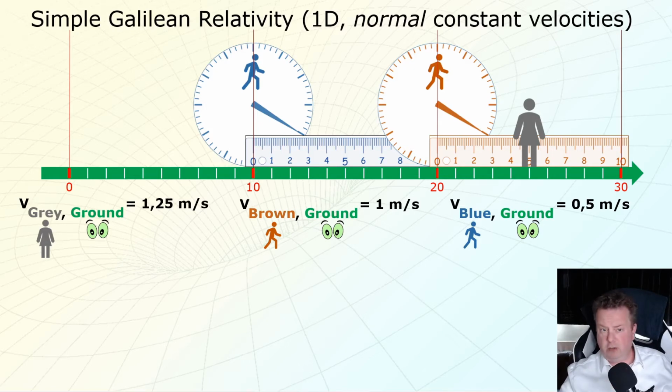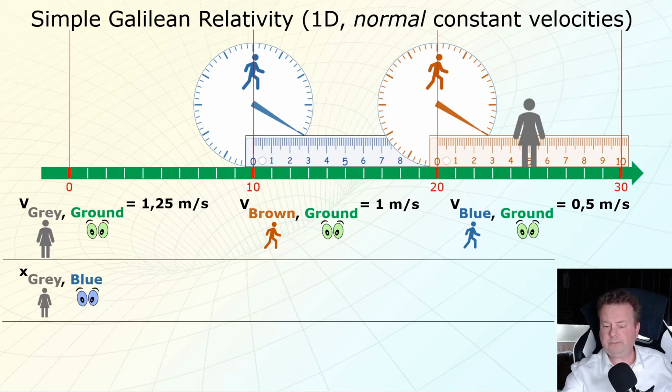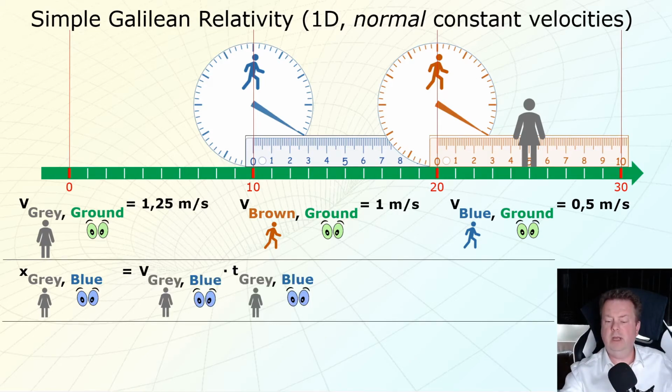Therefore they have clocks and rulers, and they want to know where the gray woman is at any moment in time. So we are after the equation: what is the distance, the x-coordinate of the gray woman through the eyes of the blue observer? And the equation, of course, is that it depends. It depends on the speed of the gray woman relative to the blue observer multiplied by the time it is when you look at the clock.